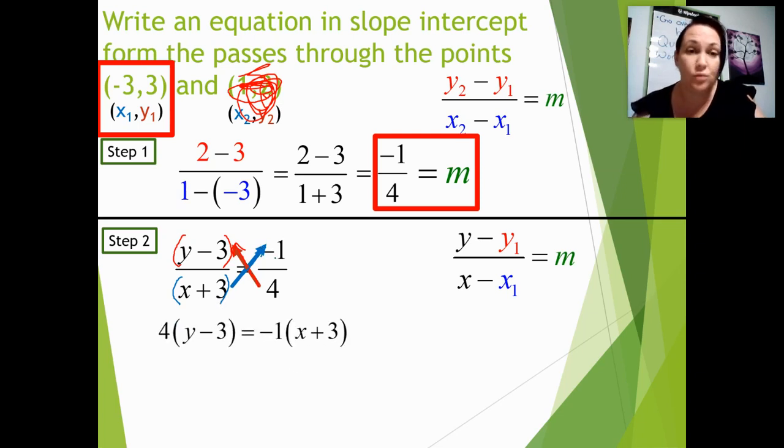And so my new problem looks like this. So again, my 4 traveled up the arrow, and it's next to the y minus 3, and then my x plus 3 traveled up the arrow, and it's next to my -1.